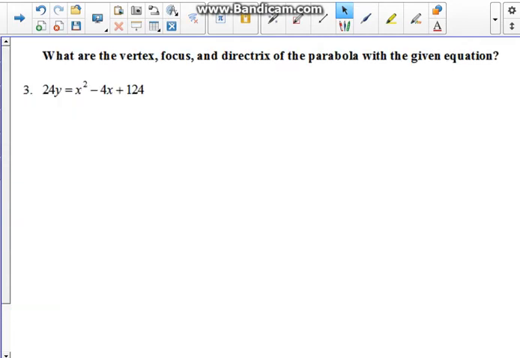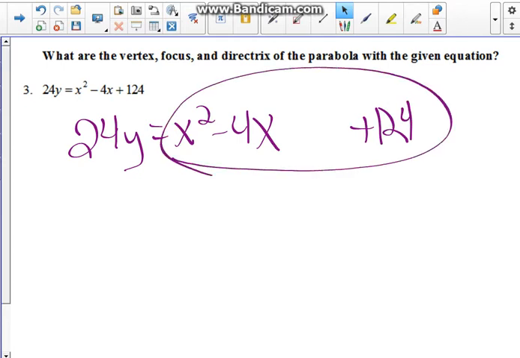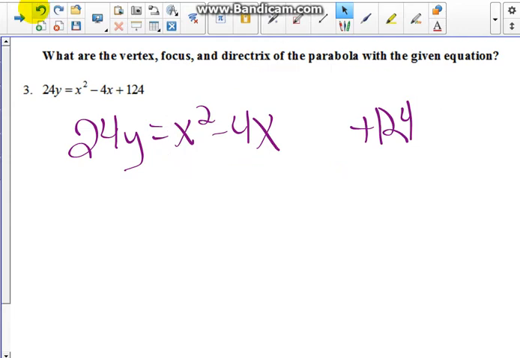Number 3 asks what are the vertex, the focus, and the directrix of the parabola with the given equation. Well, we look at this. We have 24y equals x squared minus 4x plus 124. I'm going to rewrite it. That trinomial right here, we couldn't factor that easily. There are no two factors of 124 that add up to be -4. So we need to complete the square.